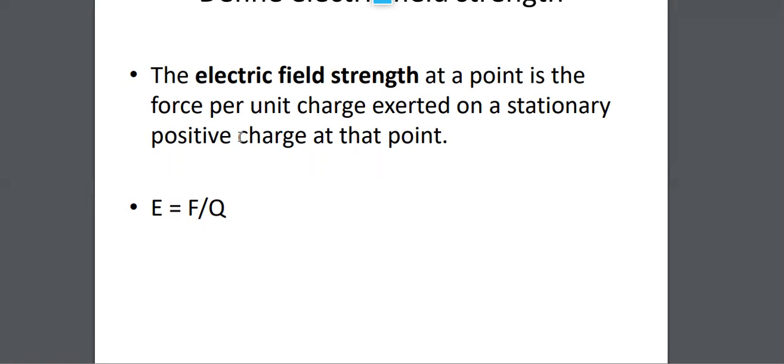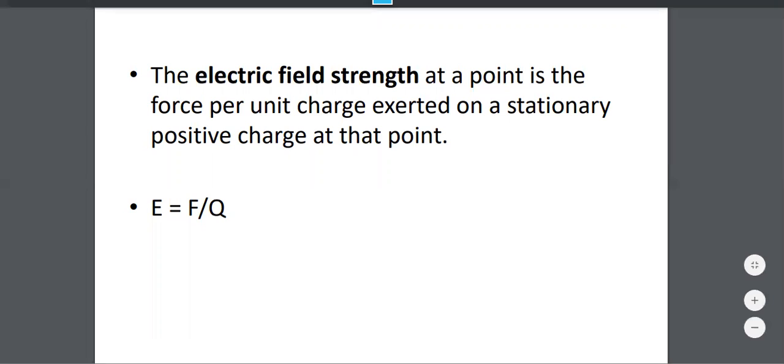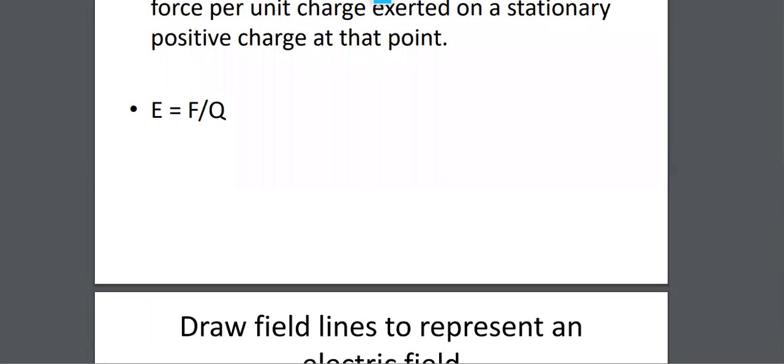Because opposites attract. So that is really key, that somewhere in your definition of electric field strength, you have that it is a vector, and the direction of that vector, the field, is in the direction that a positive charge feels the force. The force per unit charge exerted on a stationary positive charge. So make sure that you've got that key word, that key phrase in there, and then it makes sense.